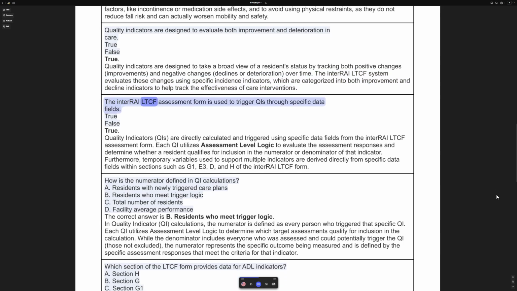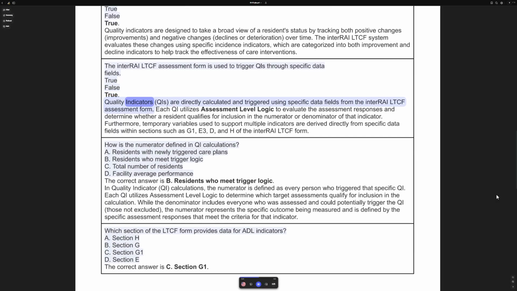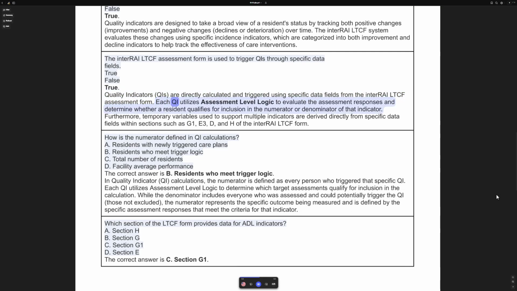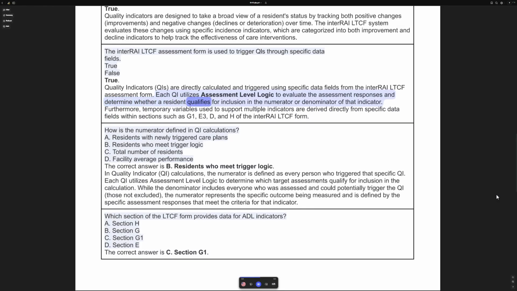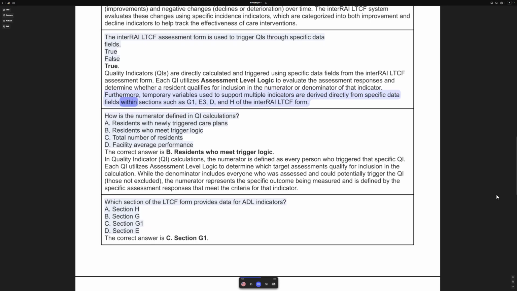The interRAI LTCF assessment form is used to trigger QIs through specific data fields. True, false, true. Quality indicators, QIs, are directly calculated and triggered using specific data fields from the interRAI LTCF assessment form. Each QI utilizes assessment level logic to evaluate the assessment responses and determine whether a resident qualifies for inclusion in the numerator or denominator of that indicator. Furthermore, temporary variables used to support multiple indicators are derived directly from specific data fields within sections such as G1, E3, D, and H of the interRAI LTCF form.